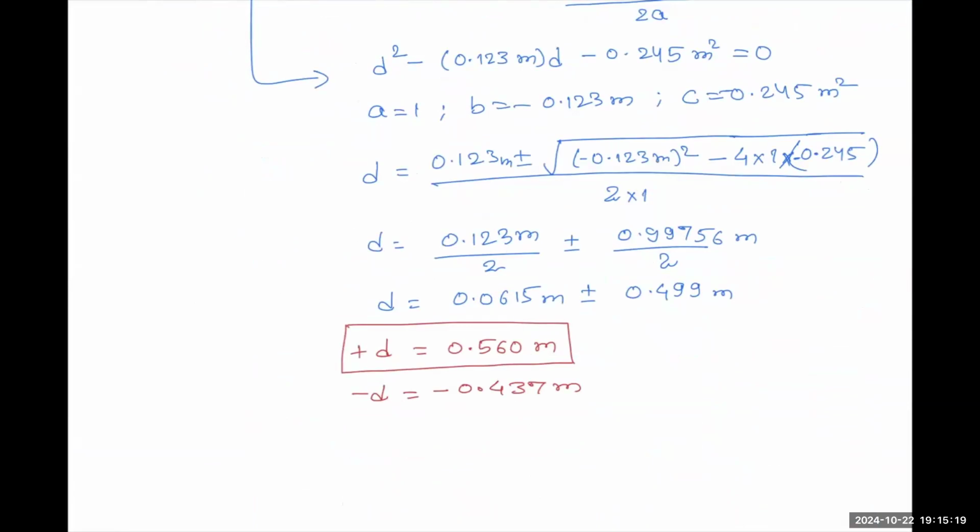Okay, so yeah, this is what you need to understand conceptually to select, if there are two answers, which one is the right one. So we'll take this positive value. We'll take this positive. Okay, make sense? Okay.